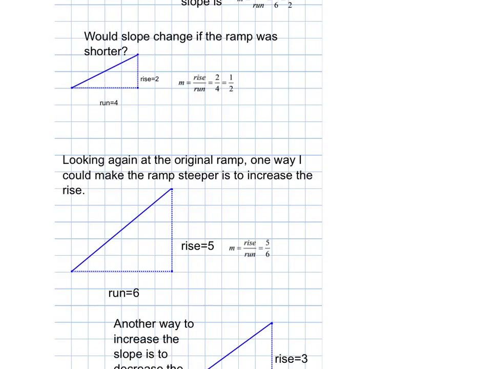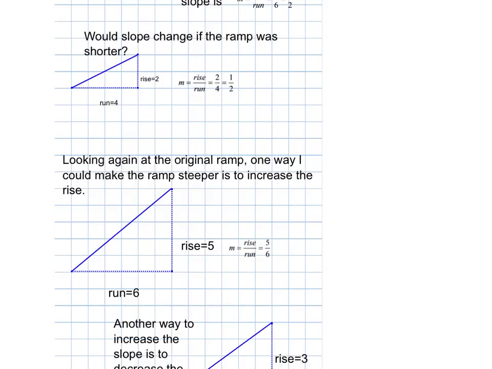Now let's look at this one down here. What I've said there is looking at the original ramp, one way I could make the ramp steeper is to increase the rise. So notice that I kept from the original one the run, right? Remember the original run was 6. Now I made the rise 5. All right, so is the slope different now? Yes. And is it steeper or less steep? Steeper, right? So the higher the absolute value of the number, the steeper, right? So a slope of 5/6 is steeper than 1/2, right? That should be fairly obvious.